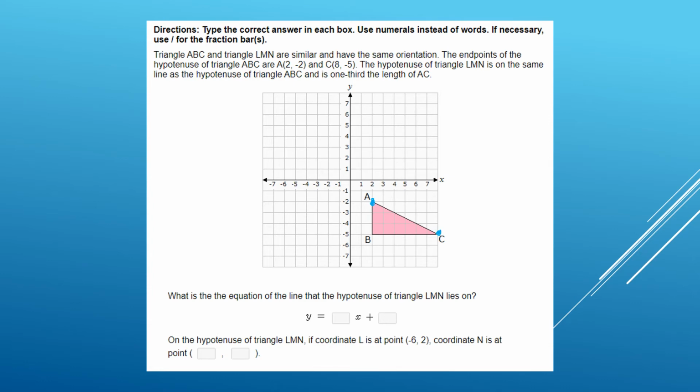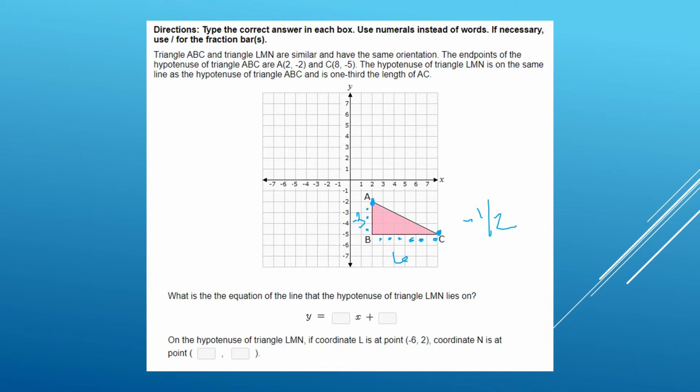The hypotenuse of triangle LMN is on the same line as the hypotenuse and is 1/3 the length of AC. Okay, so let's start by finding the slope of this line. Because they've already drawn a triangle, I can find the slope really easily. I'm going to find the length of both of the sides. I'm going to start with the one that is going up and down, so A to B. So I've got 1, 2, 3, so this is -3. I'm going to run 1, 2, 3, 4, 5, 6. So -3 over 6, this slope is -1/2.